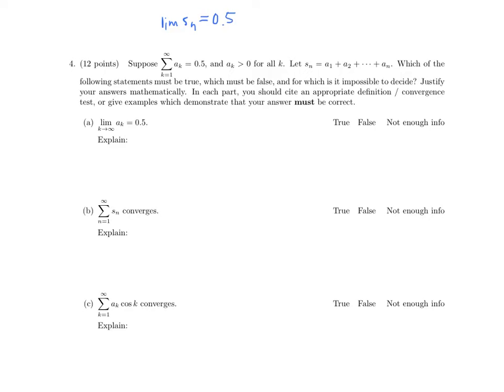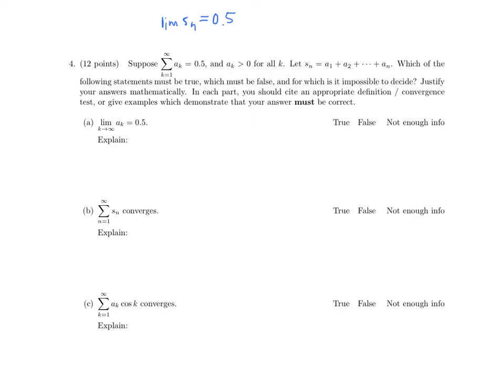We're also told that all of the terms are positive, and we're given that s sub n is the nth partial sum, the sum of the first n terms, as we would suspect. Now the question to answer is which of the following statements must be true, which must be false, and for which is it impossible to decide given the information that we have at hand. We're told to justify our answers mathematically, and in each part we should cite an appropriate definition or convergence test or give examples which demonstrate that your answer must be correct.